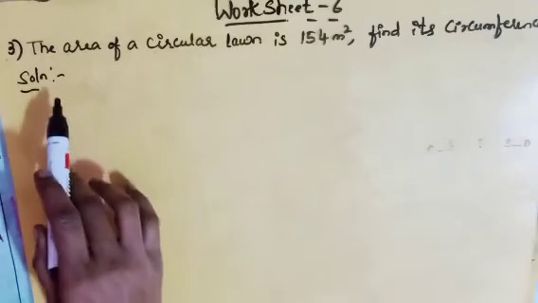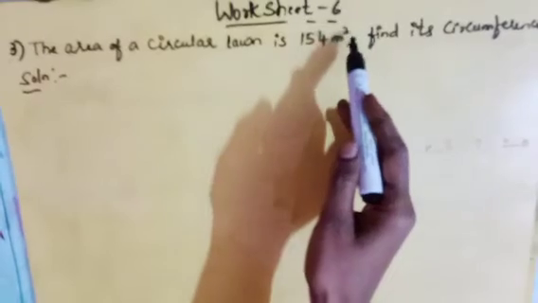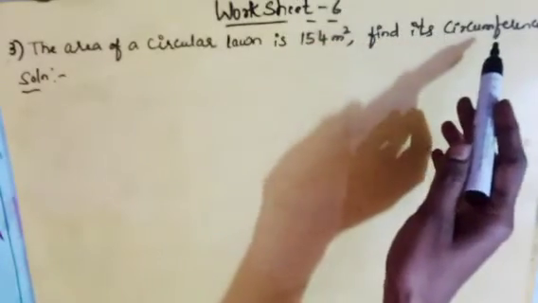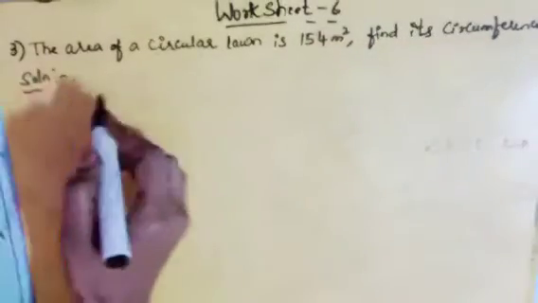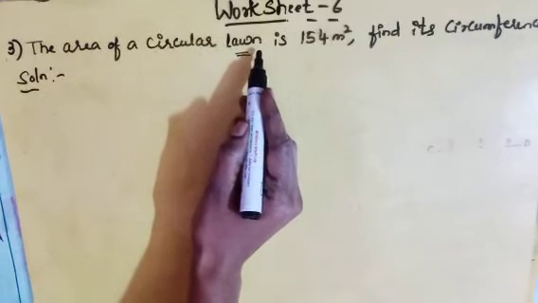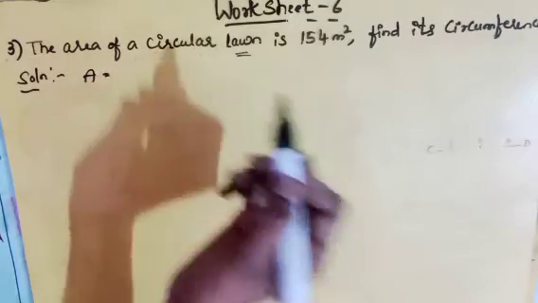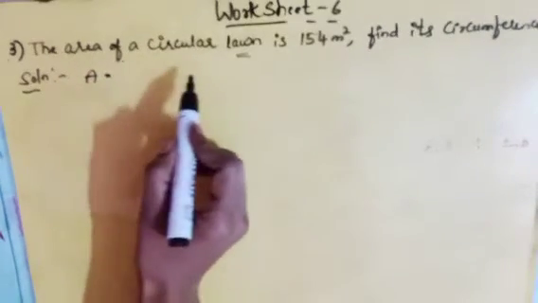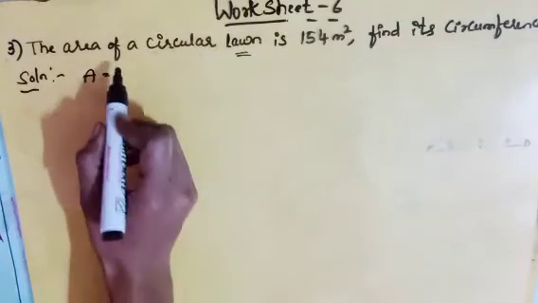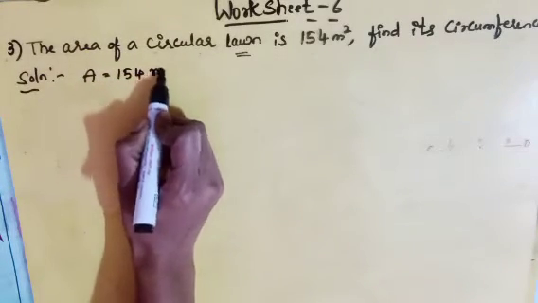Next, third one. The area of a circular lawn is 154 meter square. Find its circumference. So what is given? The area of a circular lawn. A lawn means a garden full of grass. So the area of a circle, that is the value of A, is given: A equals 154 meter square.